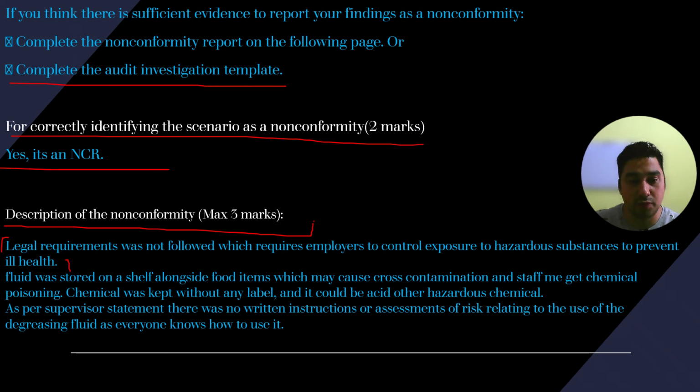It was with the food items, which may cause cross contamination and staff may get chemical poisoning. The chemical was kept without any label, and it could be acid or other hazardous chemical. Chemical poisoning can happen because the chemical was kept alongside the food. So what could happen? Chemical may go to the food items and chemical poisoning can happen. This is the second issue.